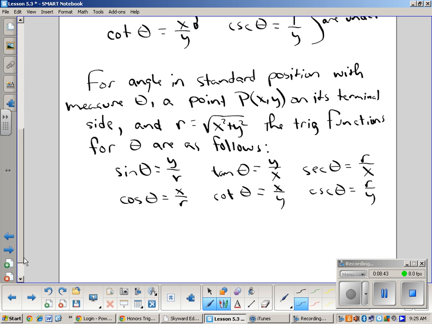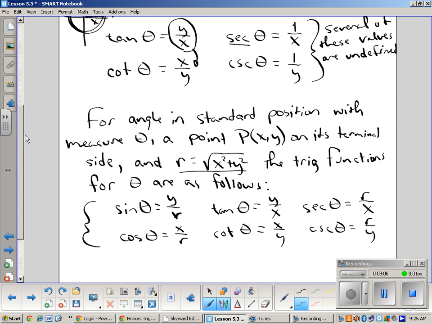And so the only difference between these 6 rules and the other 6 rules is that the radius is not 1 in this case, and so some other number. But the sine of the angle is still y over the radius, in this case, whatever it is. And the radius is found by the square root of x squared plus y squared. In other words, using Pythagorean theorem, right?